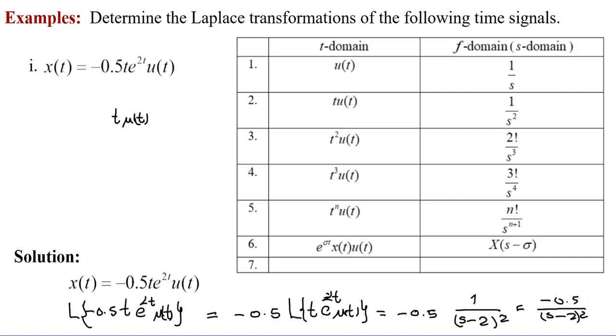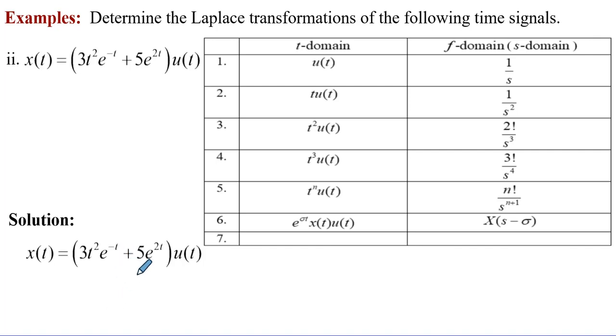Now moving to the next example. We notice now we've got a sum of the two. We'll simply apply the same property in each summand and apply the linear property. So we've got here the Laplace transform of 3t squared e to the power minus t plus 5 e to the power 2t, all in brackets, multiplied by u(t). Recall that we're dealing with the causal signal.